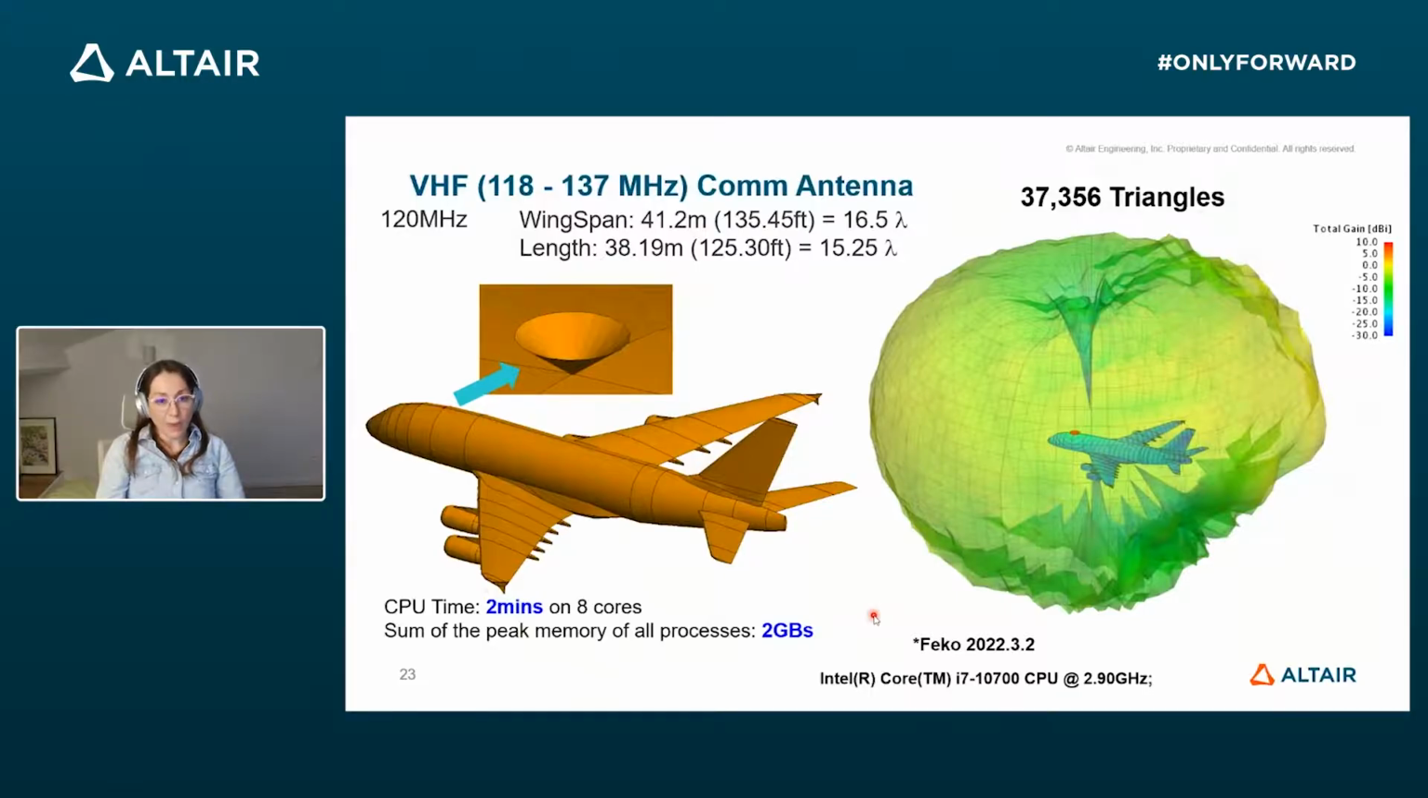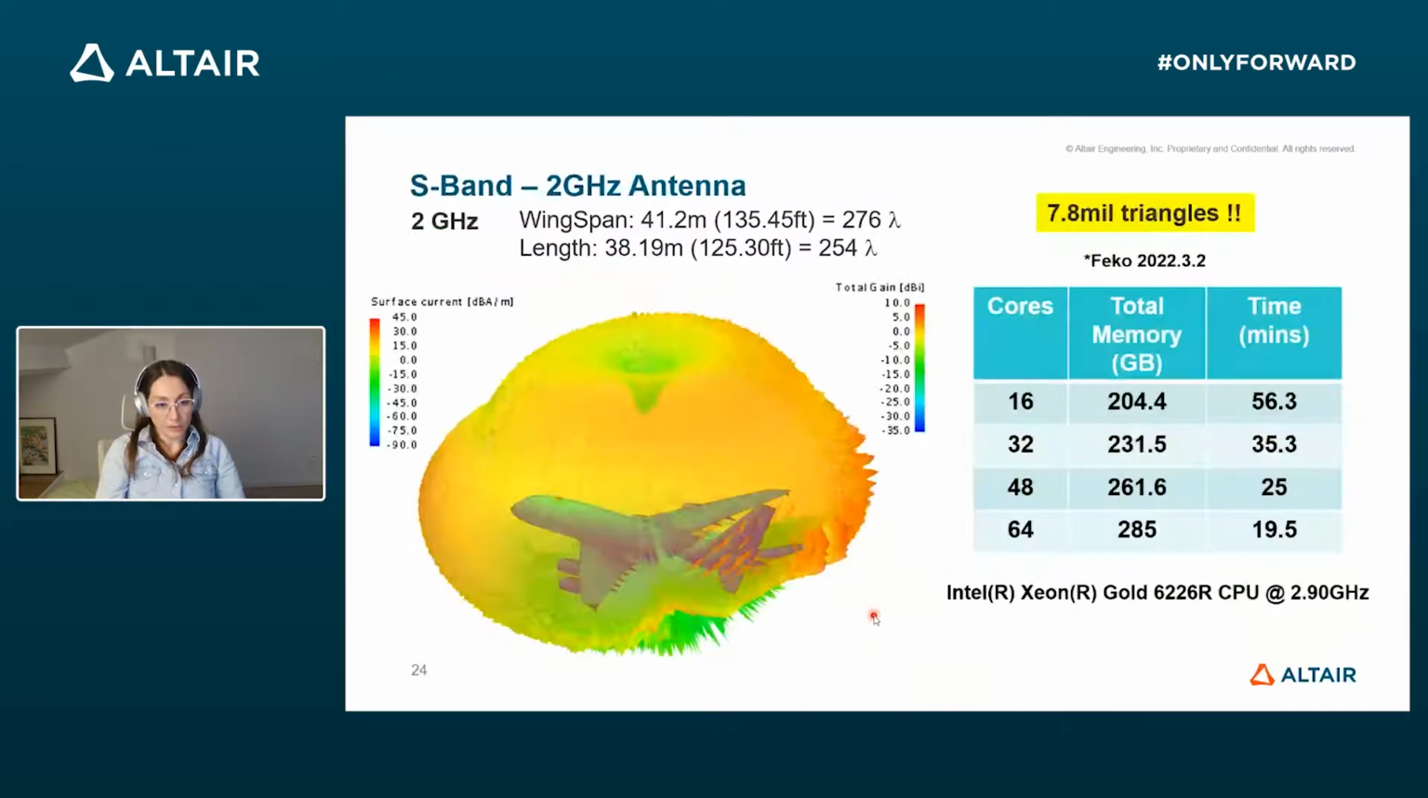Now, moving a bit up in the electrical size, the same platform was used, so the same aircraft, but in this case to analyze the placement and performance of an S-band antenna. So in this case, we are at a frequency of 2 gigahertz, and thus the electrical size of the aircraft is much bigger than before, than the first case. And in this case, we are solving around 7.8 million unknowns.